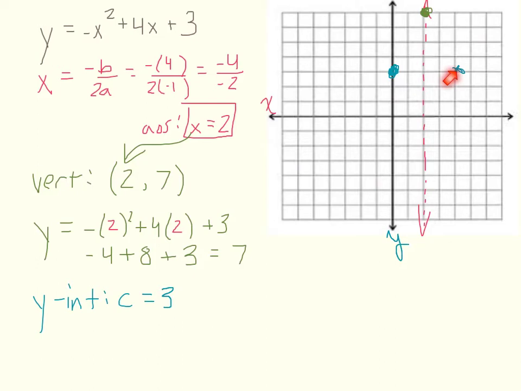So in order to get another point, I really only need 1 more. But in order to get another point, I'm actually going to create a table. So here's my X. I have to plug it into negative x squared plus 4x plus 3. And then I'm going to get my y value.